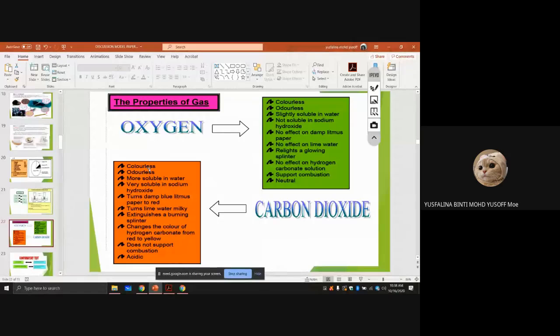Carbon dioxide is also colorless and odorless, and is more soluble in water. It is very soluble in sodium hydroxide, and carbon dioxide is an acidic gas. Acidic means it turns litmus paper from blue to red. It turns lime water milky, extinguishes a burning splinter, and changes hydrogen carbonate indicator from red to yellow because it is acidic. It does not support combustion, which is why we use it in fire extinguishers.